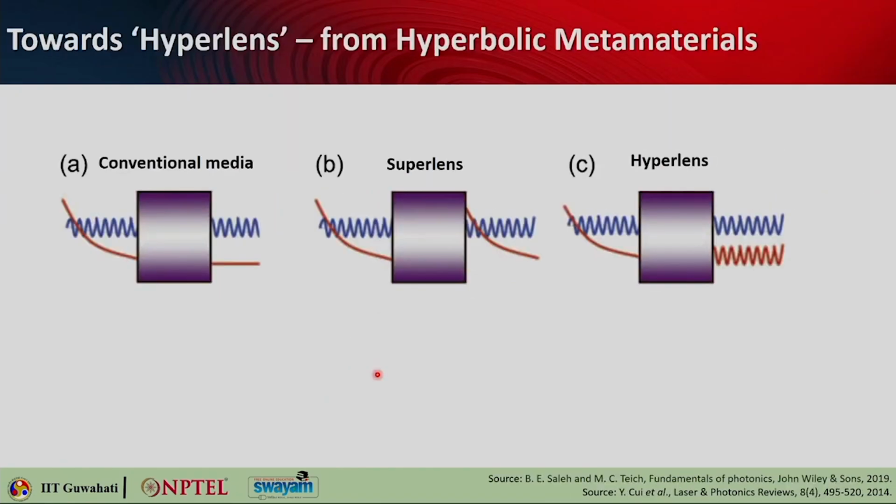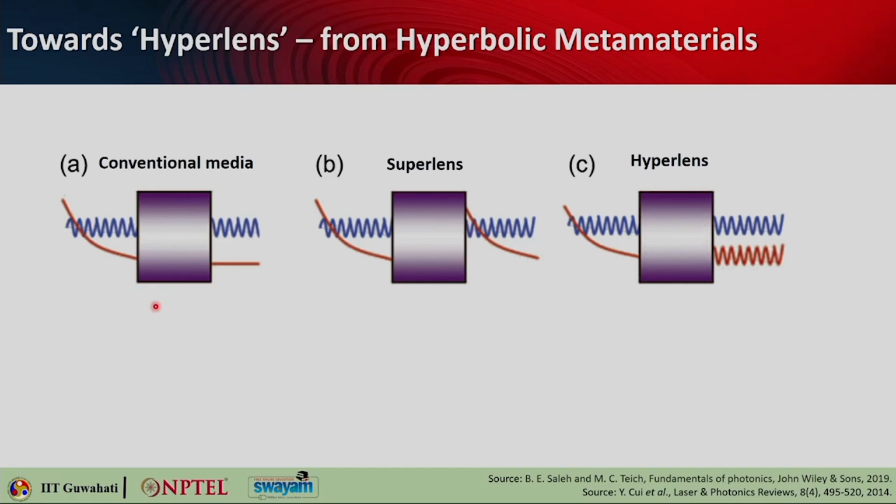Okay, now the whole idea here is to go for imaging at far field, and that is where hyper lenses, which are made from hyperbolic metamaterials, would be very interesting. In those cases, you will be able to convert the evanescent wave into a propagating wave, and that is why you can do the imaging from far field.